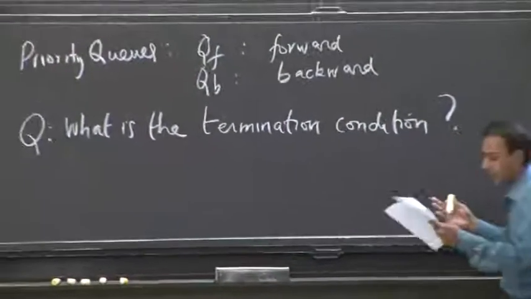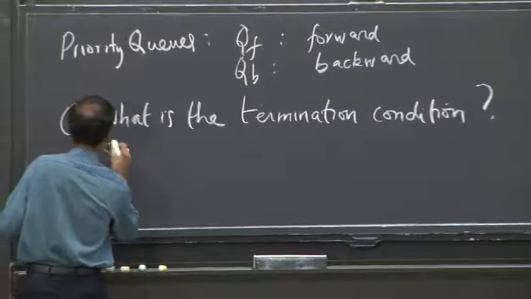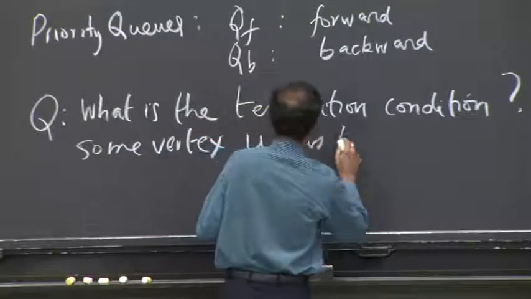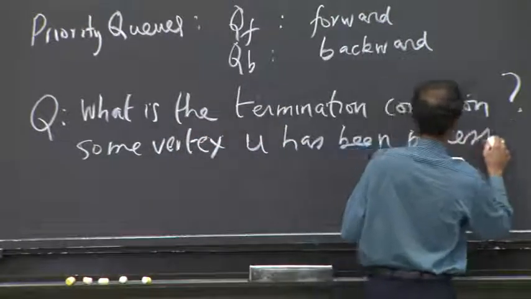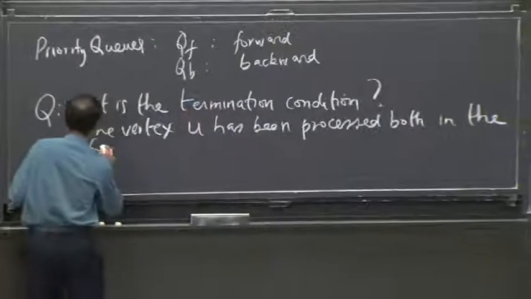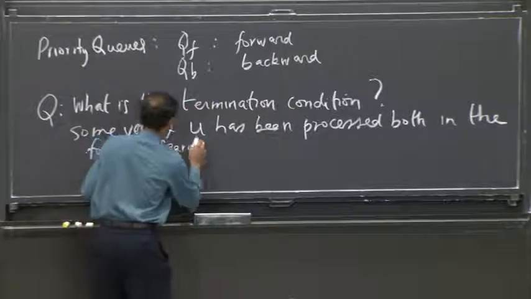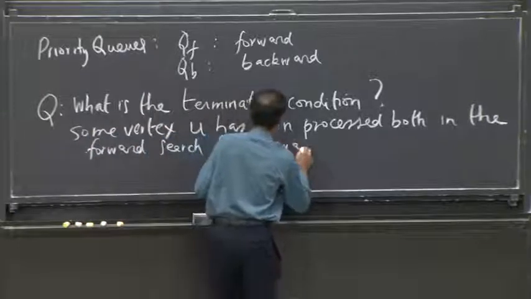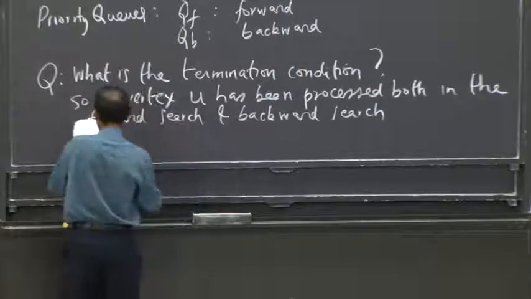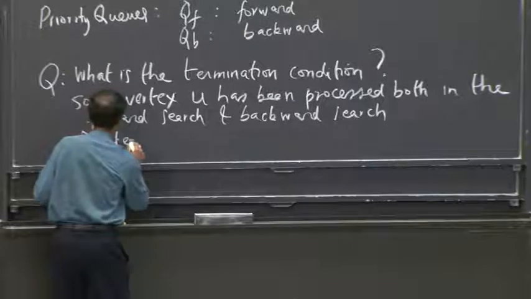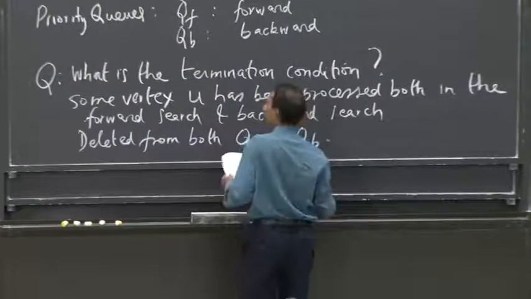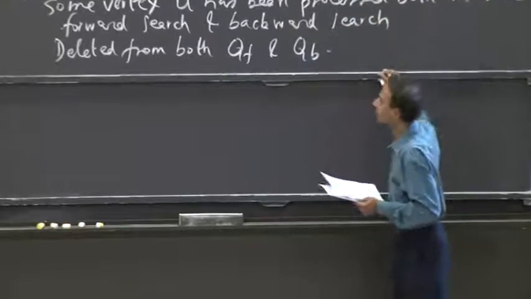So the termination condition is that some vertex u has been processed both in the forward search and the backward search. That corresponds to the frontiers meeting, but specifically, it's been deleted or extracted from both QF and QB. All right, so that's actually the easier question.